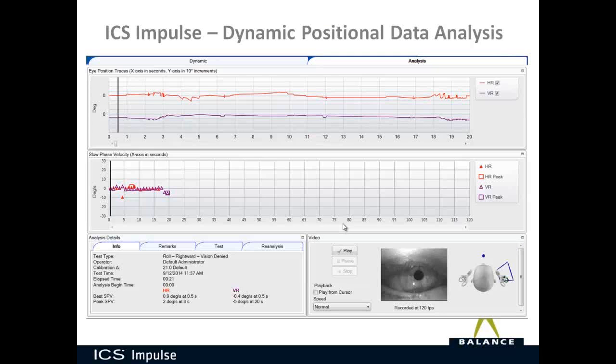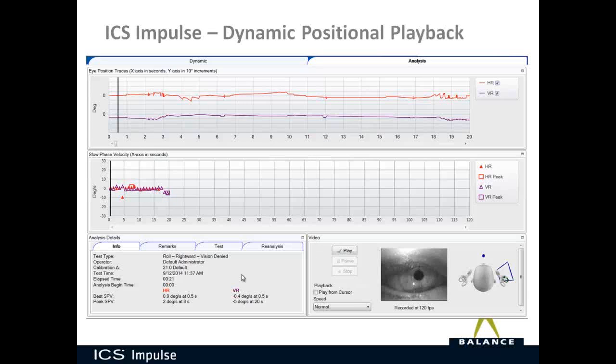Okay, now data analysis. Now this is a roll test, and this patient had a normal response, but as you see here, you have the horizontal trace, the vertical trace, and then the beats, and the beats are all 0. So this patient did not have any nystagmus during the roll test.